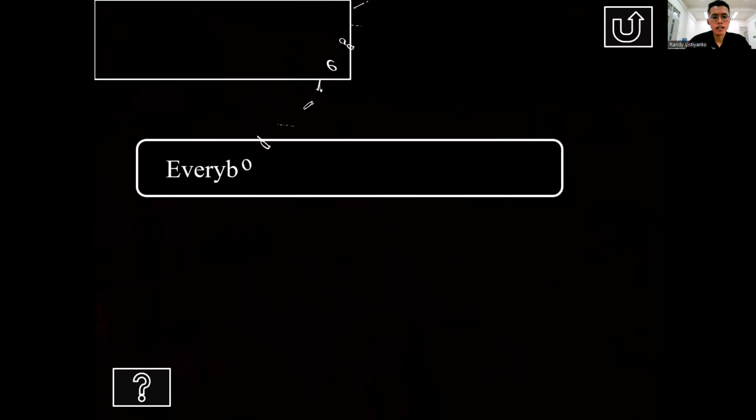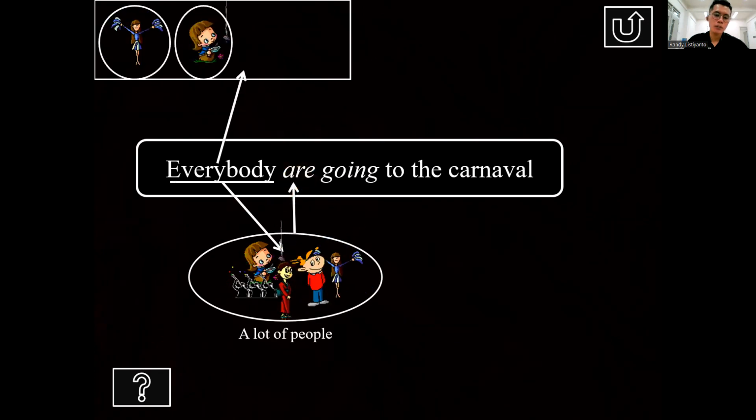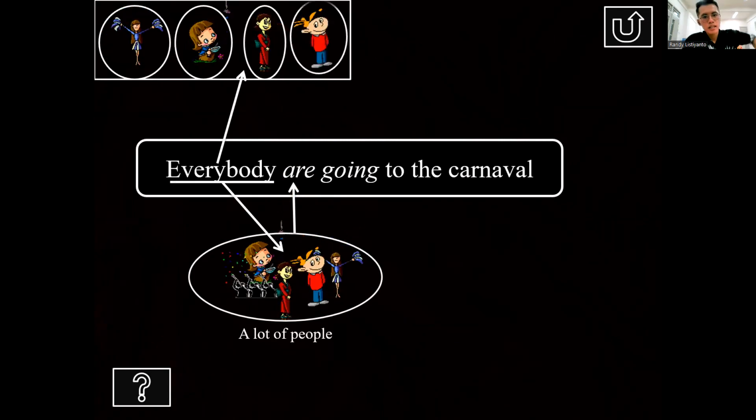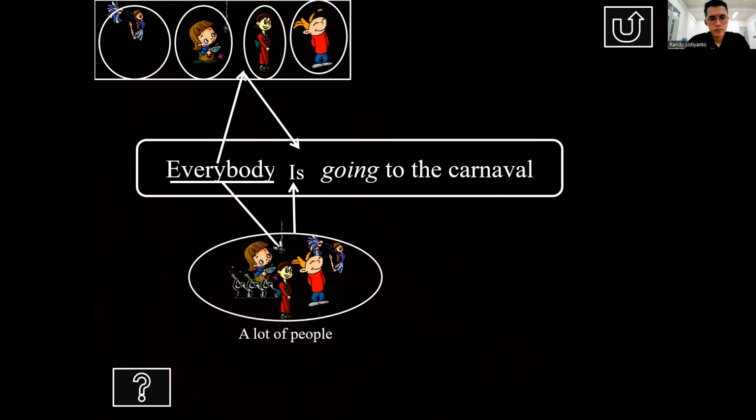When I say everybody are going to the carnival, it has to be is. Even though everybody sounds like there are so many people, it is not counted as plural. Even though there are many people, we count them one by one, so it is counted as singular, and the verb should be is instead of are. Everybody is a singular subject.